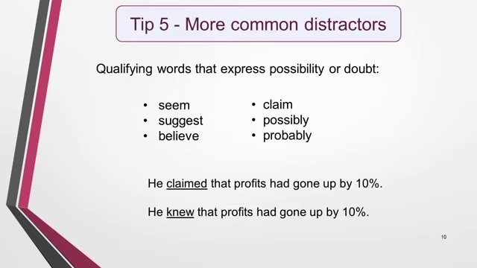Tip 5. Also be on the lookout for qualifying words that express possibility or doubt, such as seem, suggest, believe, claim, possibly, probably. Again, they can totally alter the meaning of a sentence. For example, he claimed that profits had gone up by 10%. He knew that profits had gone up by 10%.